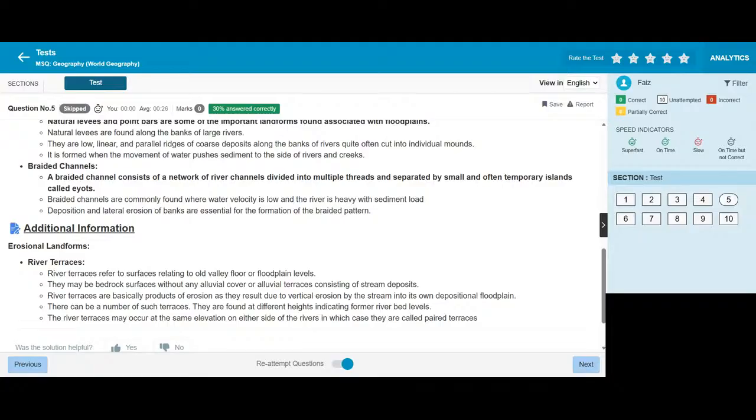River terraces. River terraces refer to surfaces related to old valley floor or floodplain levels. They may be bedrock surfaces without any alluvial cover or alluvial terraces consisting of stream deposits. River terraces are basically products of erosion. They result due to vertical erosion by the stream into its own depositional floodplain. There can be numerous such terraces. They are found at different heights indicating former river bed levels.